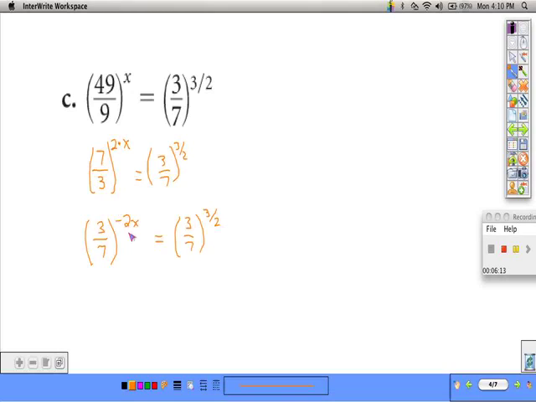Now we have two powers that are equal, that have the same bases. We now equate the exponents. Negative 2x equals 3/2. Divide by negative 2. X is equal to negative 3/4.